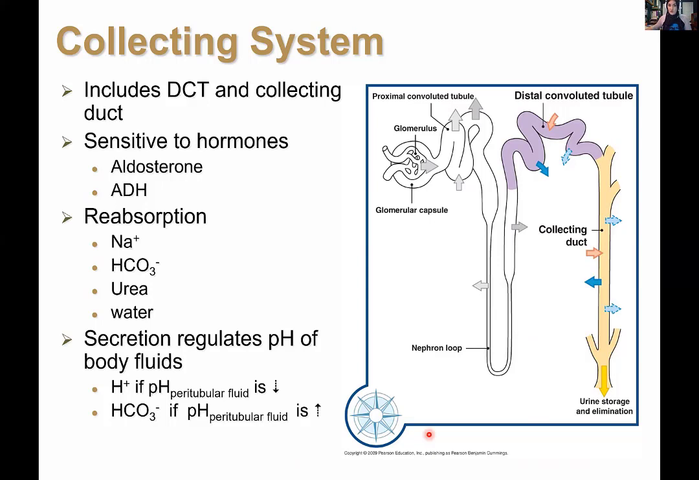So the collecting system I mentioned is sensitive to a hormone. And technically the DCT is included in the collecting system, primarily because it too is changeable in its permeability due to the action of hormones. So aldosterone primarily acts on the distal convoluted tubule, as does PTH. Antidiuretic hormone primarily acts on the collecting duct, specifically to put these proteins called aquaporins into the duct. So aquaporins are just holes through which water can move.